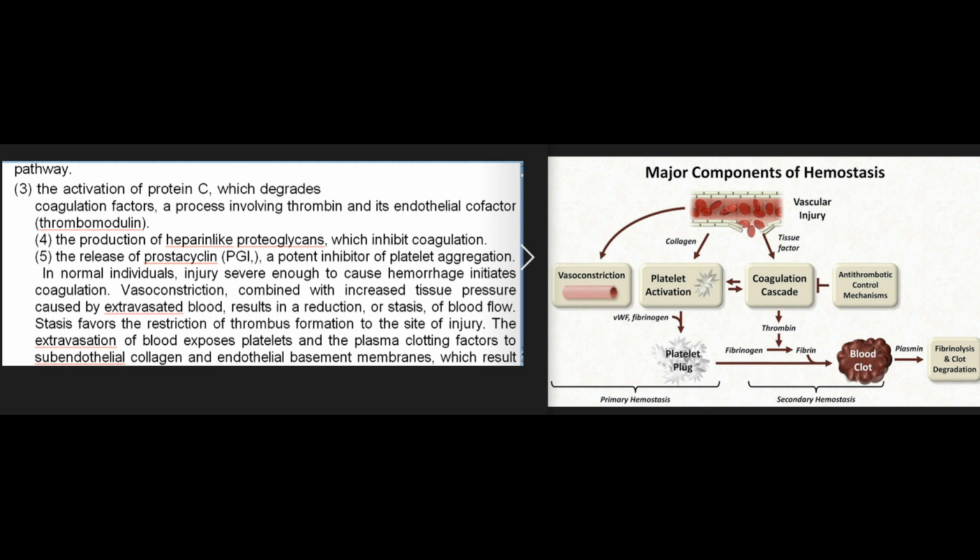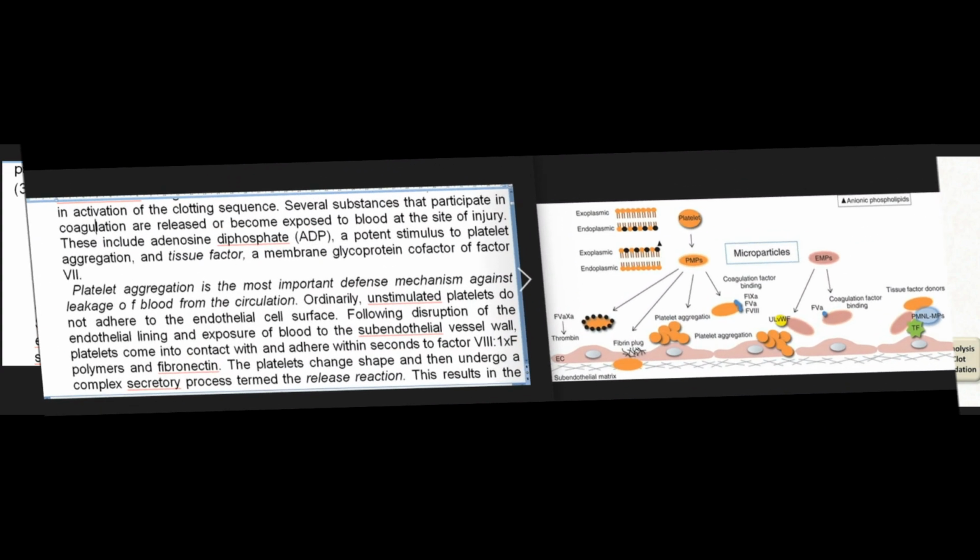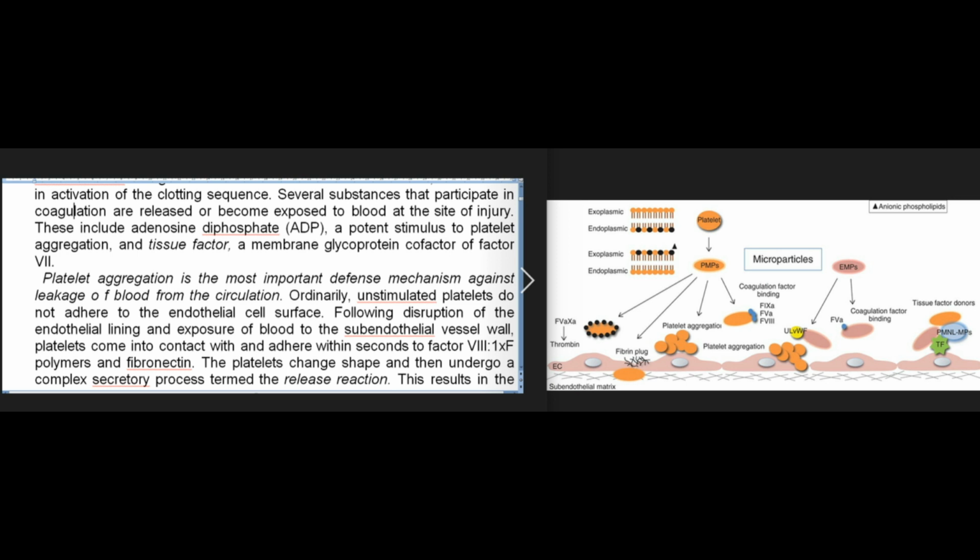In normal individuals, injury severe enough to cause hemorrhage initiates coagulation. Vasoconstriction, combined with increased tissue pressure caused by extravasated blood, results in a reduction, or stasis, of blood flow. Stasis favors the restriction of thrombus formation to the site of injury. The extravasation of blood exposes platelets and the plasma clotting factors to subendothelial collagen and endothelial basement membranes, which results in activation of the clotting sequence.